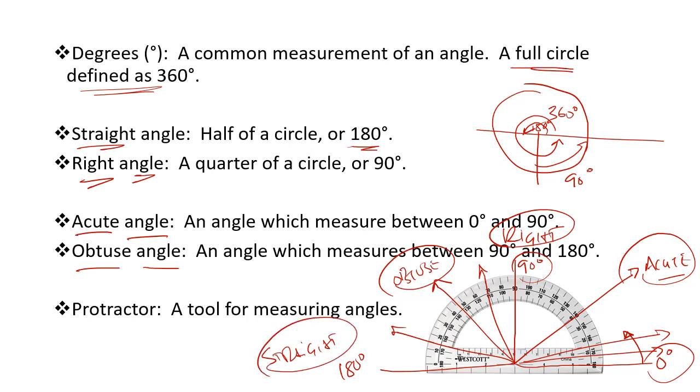So make sure you know these different names of the angles. It is a little bit weird because a right angle and a straight angle are specific angles. They're exactly 90 and exactly 180. And then acute and obtuse are a range of angles.